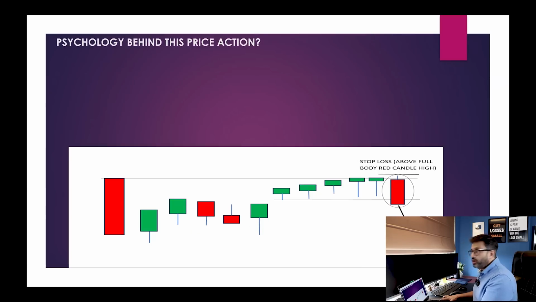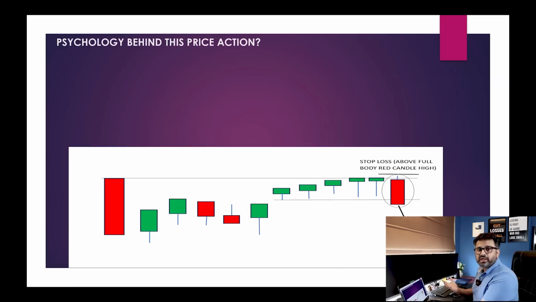Okay, so now before we go and see some real charts, let us see the psychology behind this price action. You should remember that price action is not random. There is always a psychology behind price action, because the market goes up and down because of the buyers and sellers, right? When there are more buyers, the market goes up.